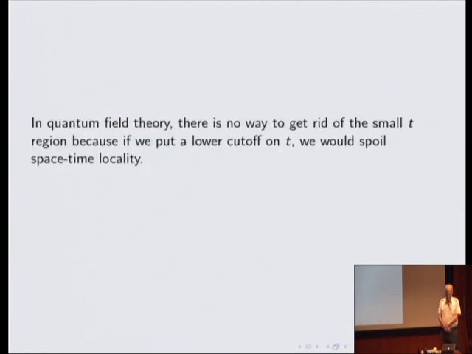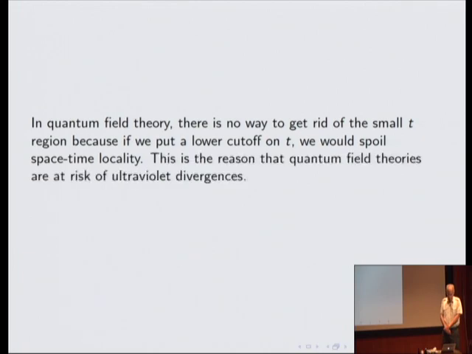But in quantum field theory, we can't get rid of the small t region, because if we put a lower cutoff on t, we would spoil space-time locality, which is also an important part of the physical interpretation. If you didn't care about space-time locality, you could get rid of ultraviolet divergences in any number of ways. But with space-time locality as one of the constraints, we need the small t region. And then that gives us ultraviolet divergences. So that's why quantum field theories are at risk of ultraviolet divergences.